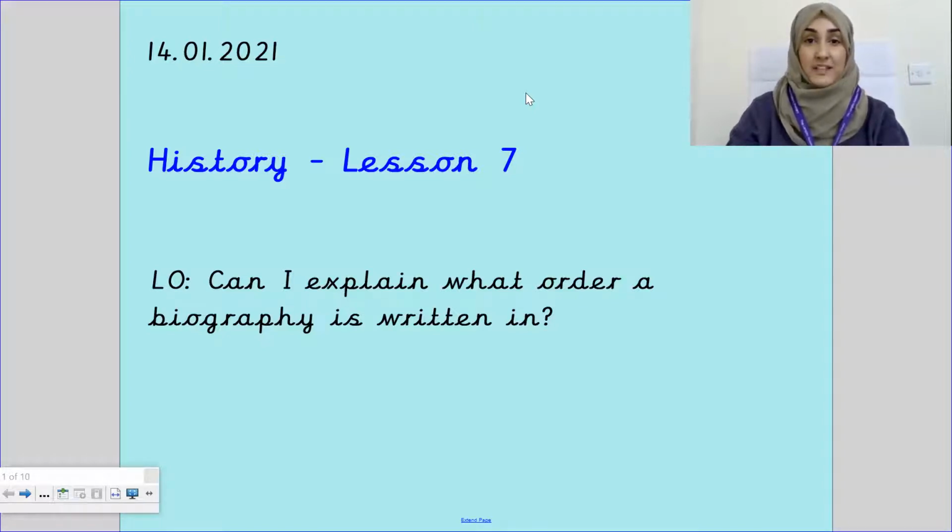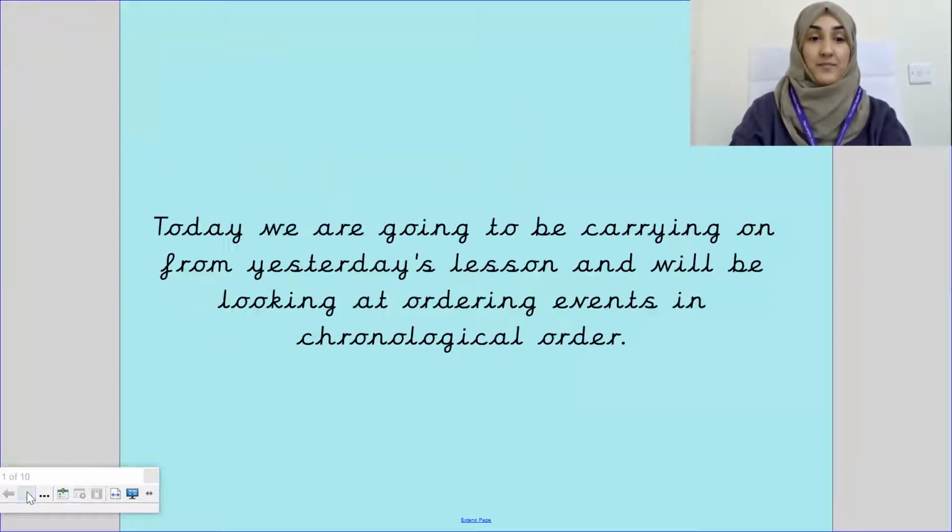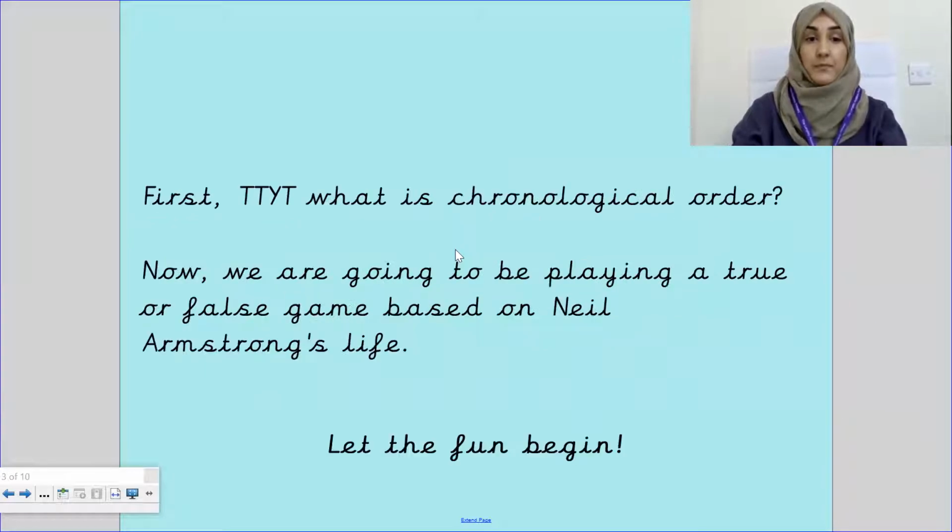Our learning objective for this lesson is, can I explain what order a biography is written in? So, we are going to be carrying on from yesterday's lesson, and we'll be looking at ordering events in chronological order. But first, talk to your Teddy.